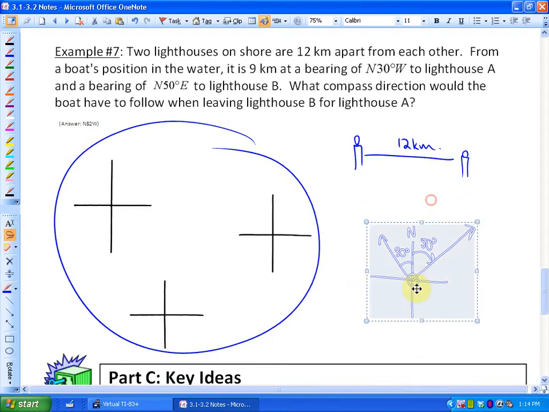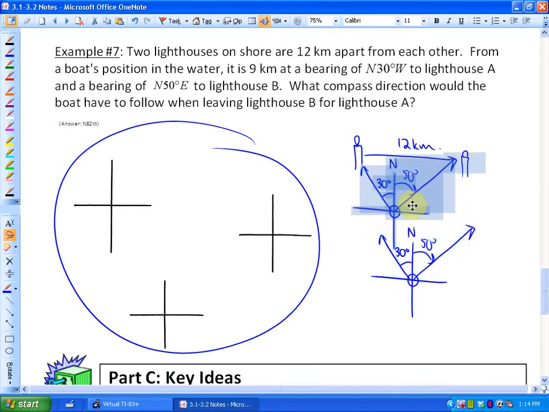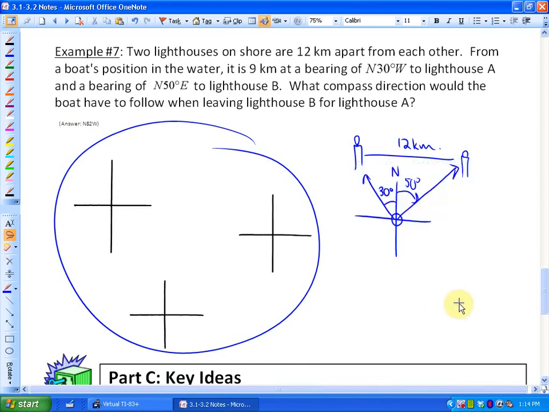Fortunately, I've done it somewhat accurately, but in some cases it may not be that the lighthouses were spaced evenly in your original proposal. But in this case, it kind of looks like that's the direction that it's going to look like here. So it is north 30 degrees west to lighthouse A, and north 50 degrees east to lighthouse B. So that looks kind of like the problem that we have here. And it states next, what compass direction would the boat have to follow when leaving lighthouse B for lighthouse A?